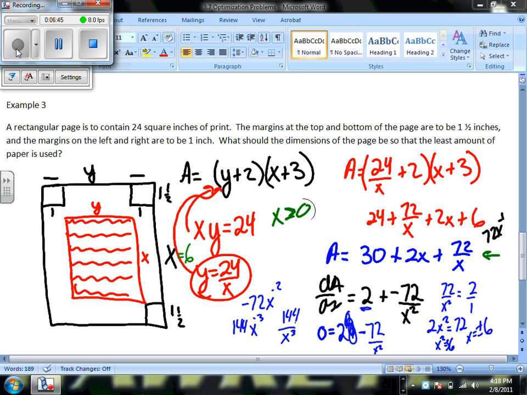Let's solve for y. We can go back and plug that in right here where we solved for y already. So y equals 24 over 6, and 24 divided by 6 is 4. So the dimensions of the printed part need to be 6 by 4. The entire paper, when I plug 4 in here and 6 in here, would be 9 by 6. So we need a 9 by 6 piece of paper in order to have 24 square inches of print with 1.5 inch margins on the top and bottom and 1 inch margins on the left and the right. I hope this helped, and we'll see you in class tomorrow.